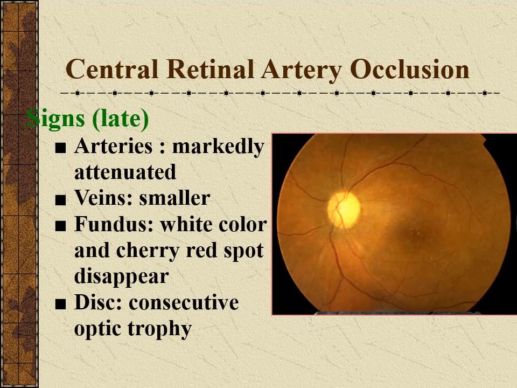However, the arteries will still be markedly attenuated, and also the veins will still be very thin. And what's new is that the optic disc will be atrophic, a type of optic atrophy called consecutive optic atrophy. So the optic disc will appear waxy pale.